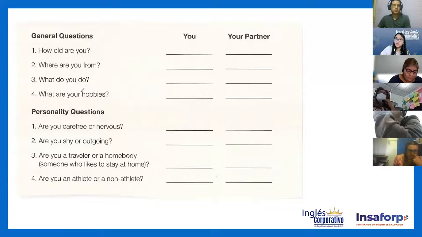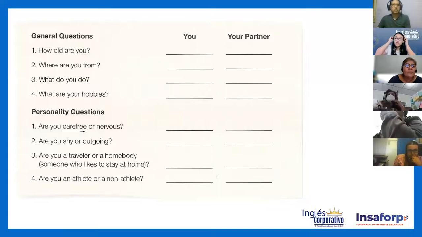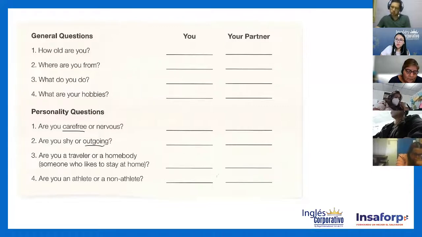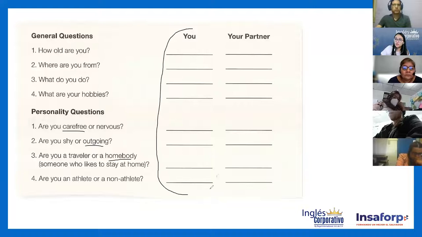Okay, let's analyze the questions. Let me know if you have questions, for example, carefree. What is carefree? Do you know the meaning of carefree? It's a person that doesn't care about other things. Una persona despreocupada. Carefree. And outgoing, it's that person that we call una persona extrovertida. Okay, so let's answer this with your own information. We have the other word, homebody, a person that likes to stay at home. Okay, I'm going to give you some minutes to complete this section, and then you are going to ask the questions to your partner.